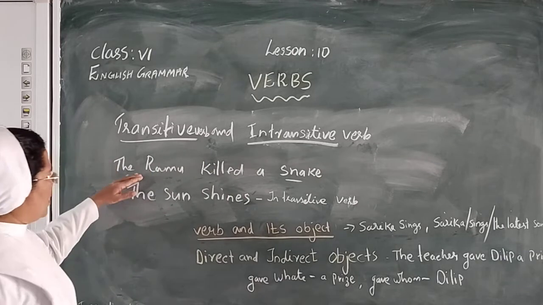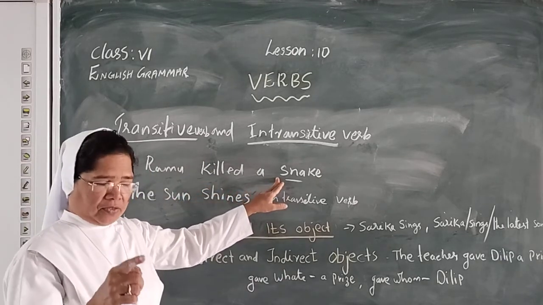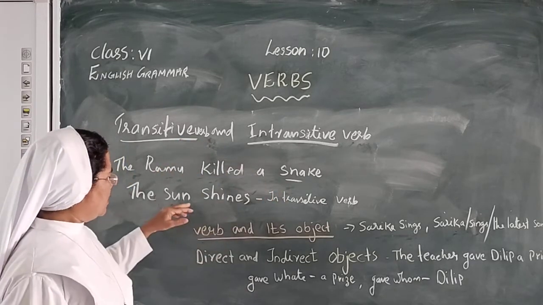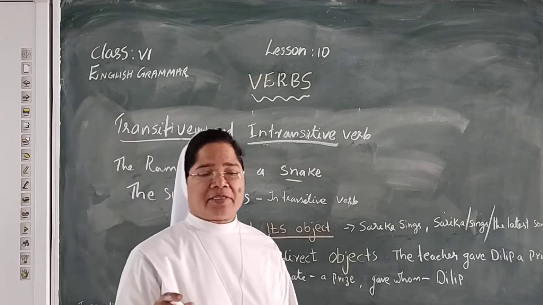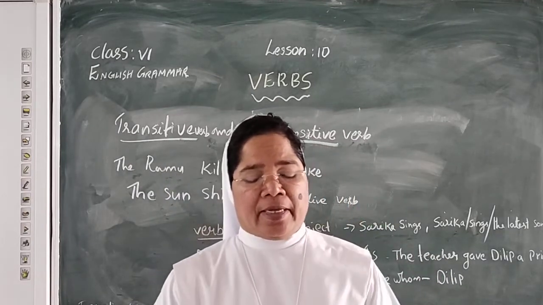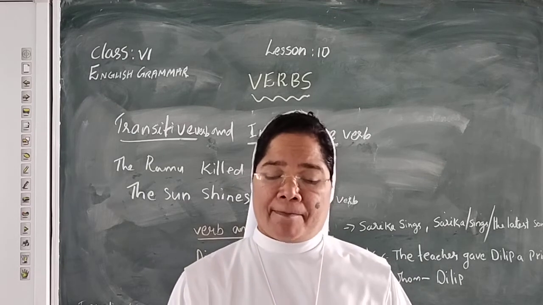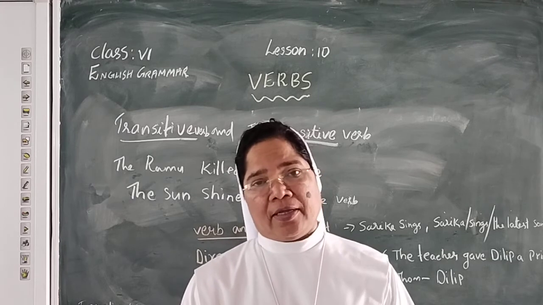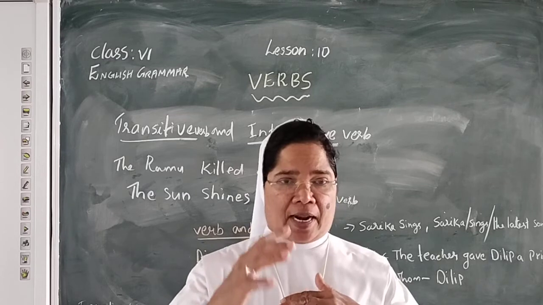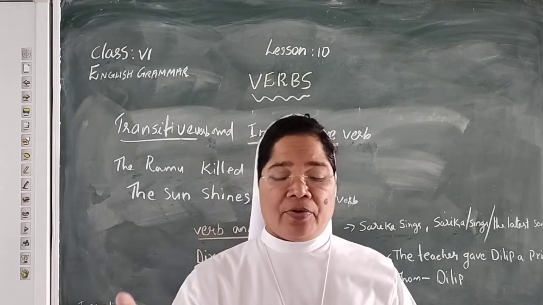Okay. So Ramu killed a snake: in this sentence there is an object, so it is a transitive verb. The sentence the sun shines has an intransitive verb, because it is a verb which does not require an object to complete its sense. That is the difference. If there is an object, you can say transitive; if there is no object, we can say intransitive verb.